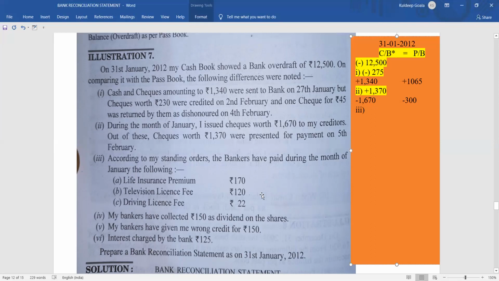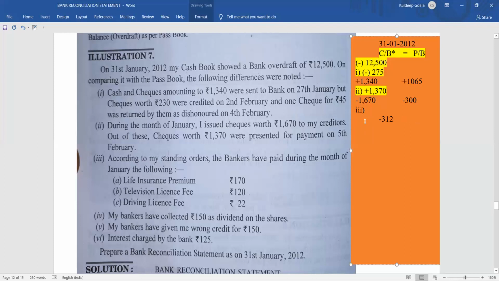So no information about the cash book, means all this payment has been made from the passbook. That means what the passbook has done, minus 170 plus 120 plus 22. तो कितना होता है? The total comes to 170 plus 120, it is 290. Then 22, it is coming 312 rupees. So total 312 rupees has been deducted from the passbook. Okay, 312 rupees has been deducted from the passbook.